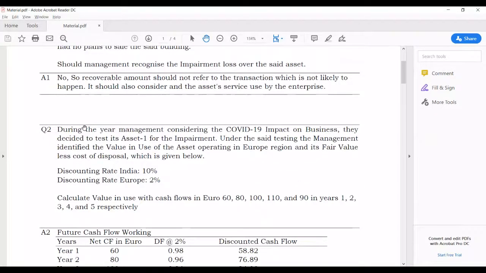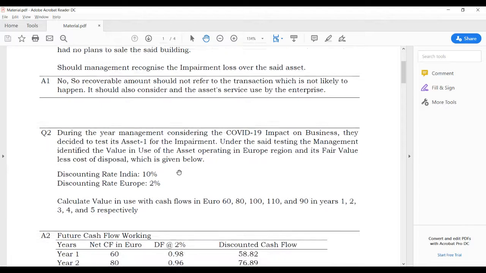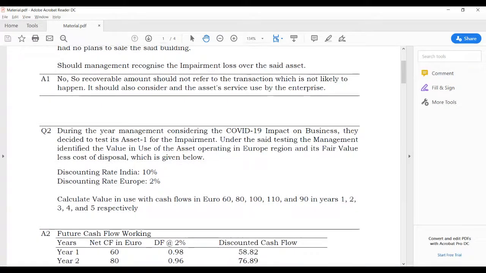So this is a question. During the year, management, considering the COVID-19 momentum basis, decided to test its asset 1 for impairment. Under the testing, the management identified the value in use of the asset operating in the Europe region and its fair value less cost of disposal, which is given below. So my discounting rate in India is 10%. Let's say, hypothetical example, risk-free rate of return. Discounting rate in Europe is 2%. Differential in the rate of interest it can be.